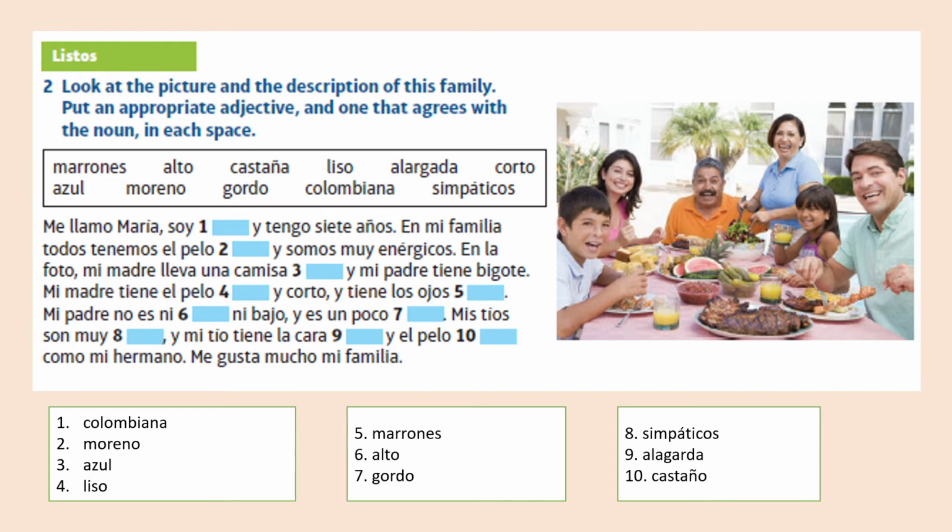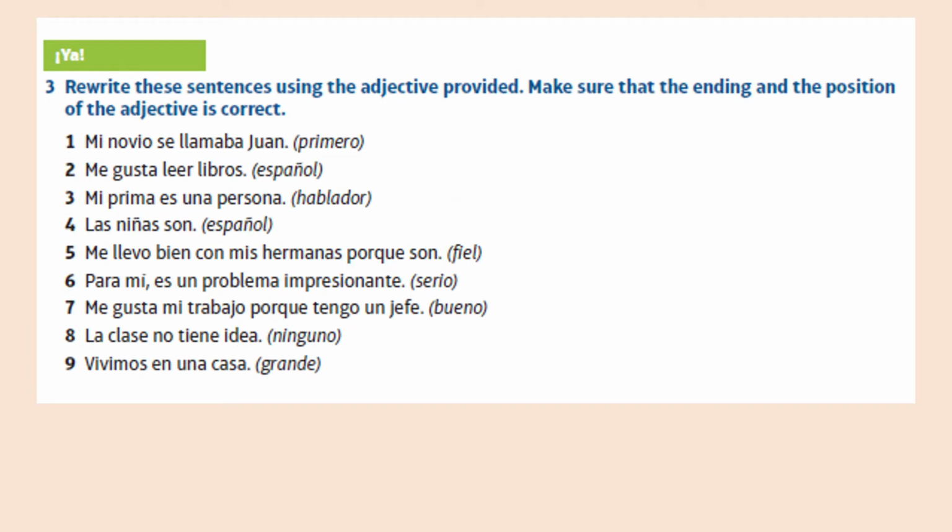Mi padre no es ni alto ni bajo. Y es un poco gordo, and he's a little fat. 8, simpáticos, because you're talking about the auntie and uncle. They are nice people. And then mi tío tiene la cara alargada, as in like a long face, so people have extended faces. And el pelo castaño, he's got that chestnut brown hair. Beautiful. Moving on to number 3 now.